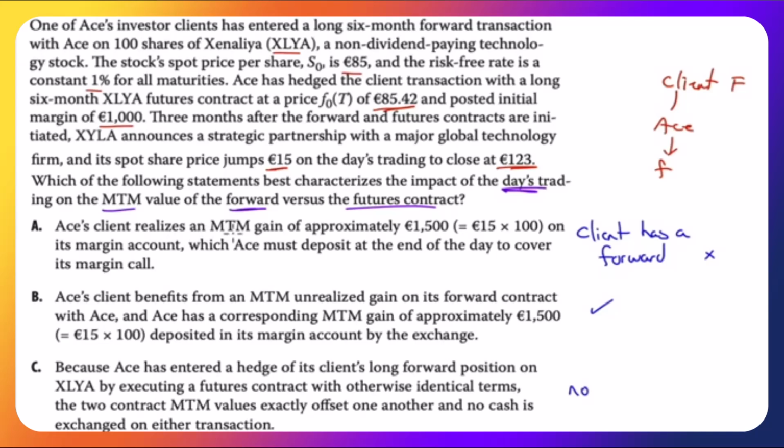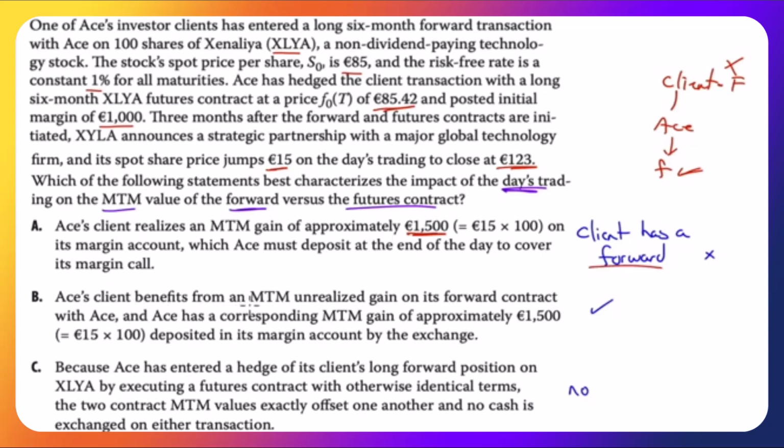So let's keep in mind who has what, right? ACE's client realizes a mark-to-market gain of approximately €1,500. No, the forward would do that. The client has, the futures would do that. The forward would not do that. ACE's client has a forward contract. ACE has a futures contract. We can get rid of this. The client has a forward.